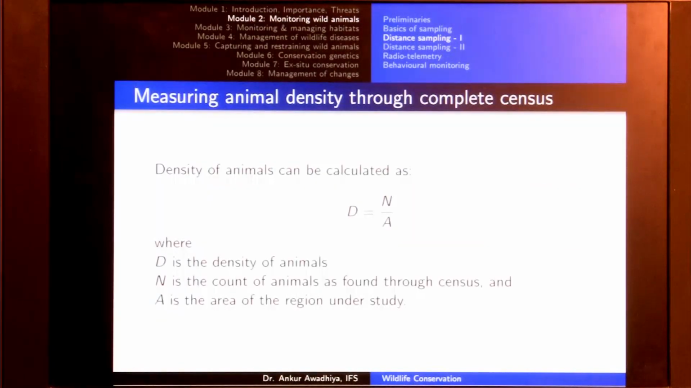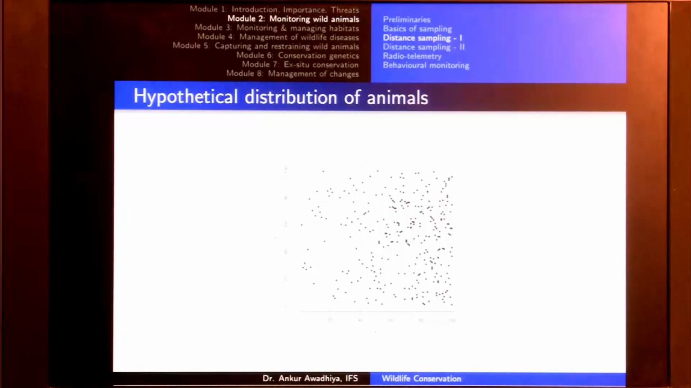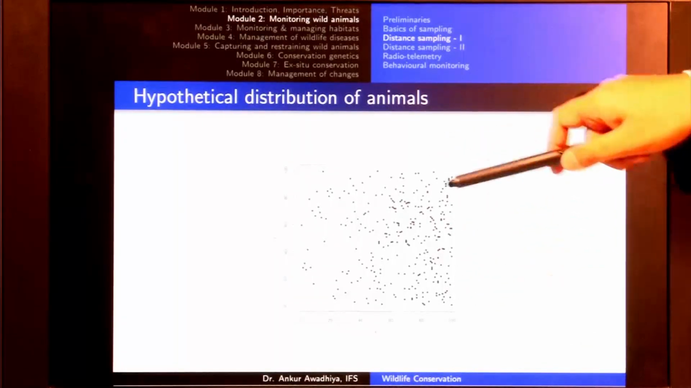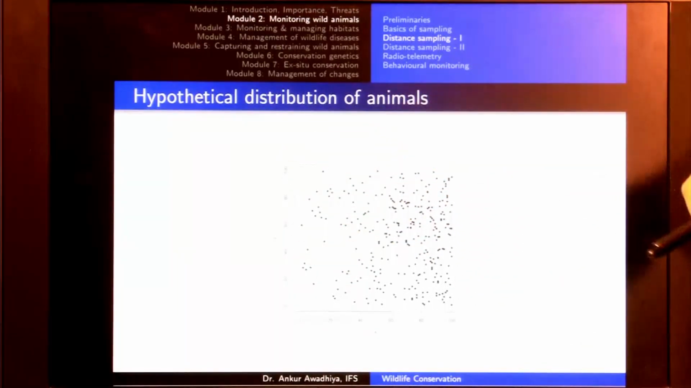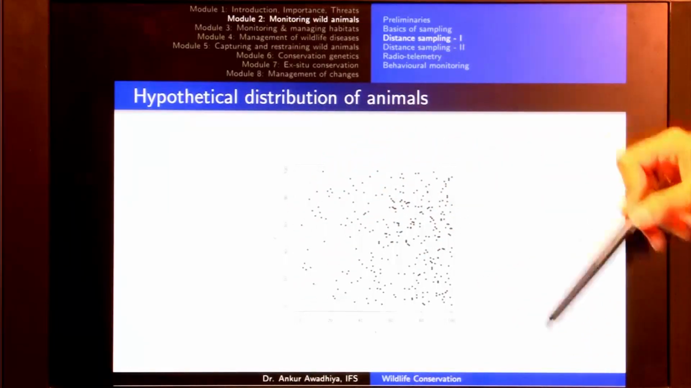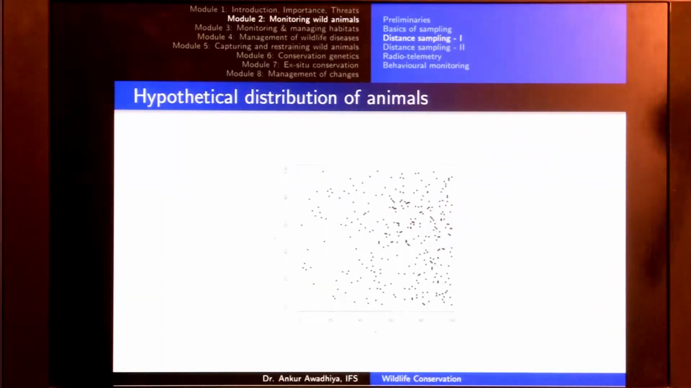Now, if we consider a forest, then the density of animals, D, is the number of animals divided by the total area of the forest, or the total area of the region under study. So, now let us consider this forest in which these dots represent the animals. Now, these animals are concentrated on one side and are sparse on the other side, probably because, say, this second side has a high mountain and this side has more grassland. So, this area is providing more food to the animals.